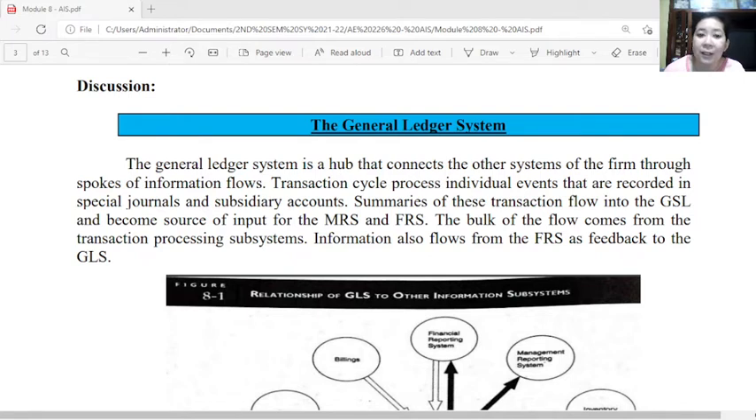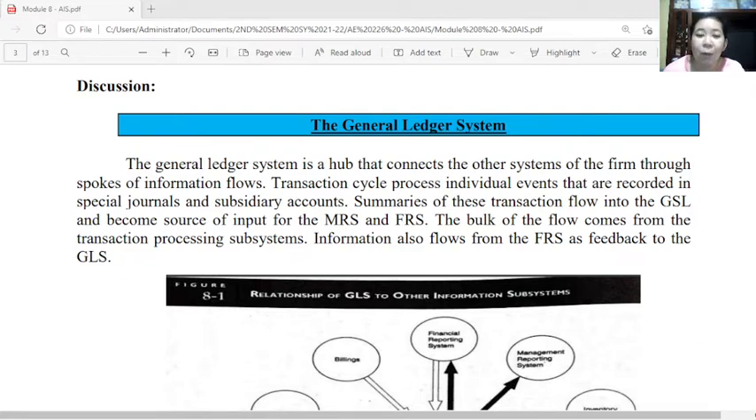In a general ledger system, this is basically a hub which connects the other systems of the firm through the spokes of information flow. In our transaction cycle process, the individual events will be recorded in special journals as well as their corresponding subsidiary accounts. The summaries of these transactions flow into our general ledger system and become the source of input for our management reporting system and financial reporting system.